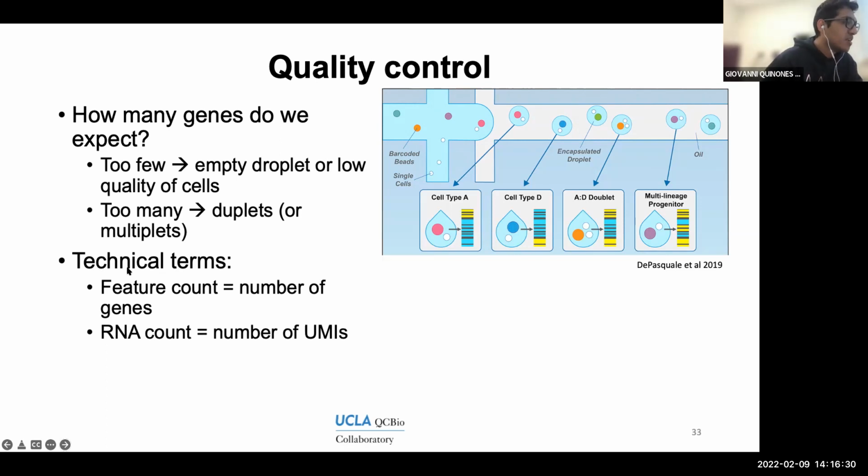And at this point, I also wanted to introduce the technical terms that we're going to be using, especially with the Seurat package, such as feature count, which refers to the number of genes, and RNA count, which refers to the number of RNA molecules. And if you remember, it's also the number of unique UMIs.